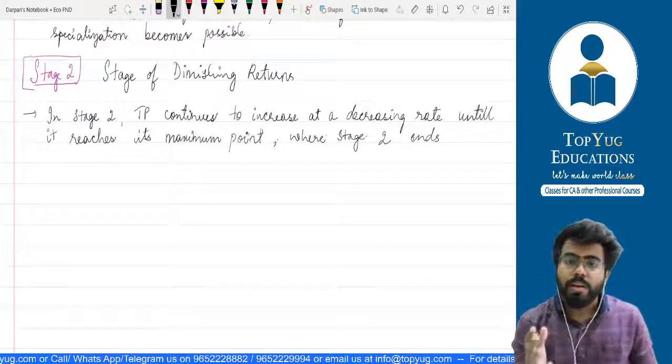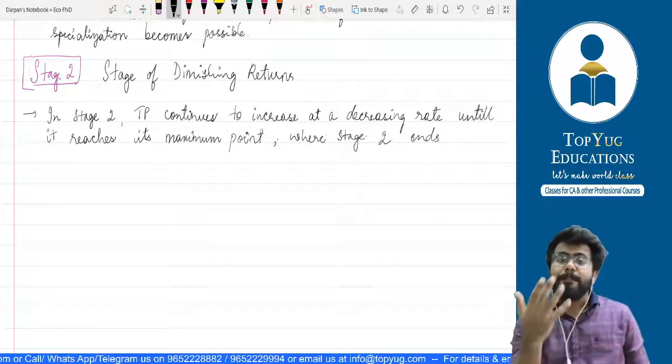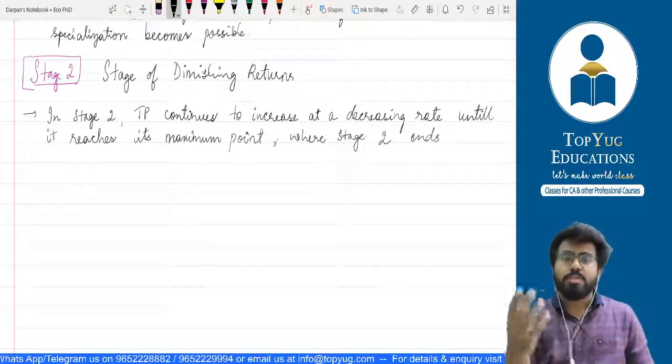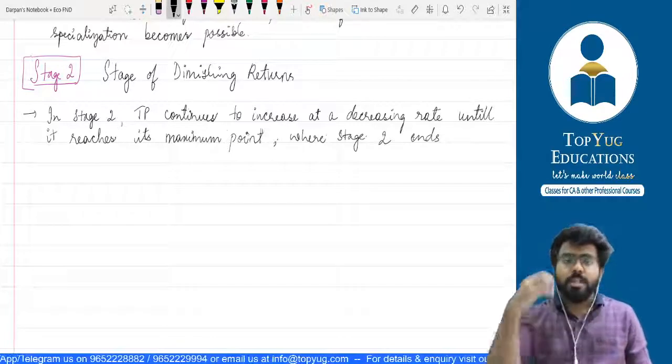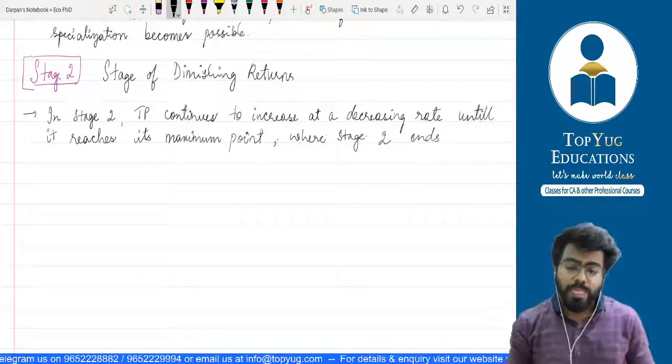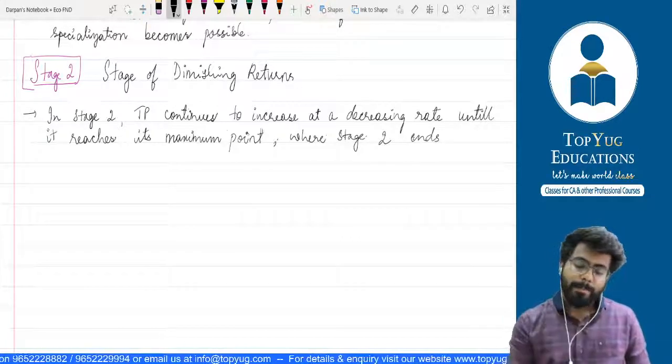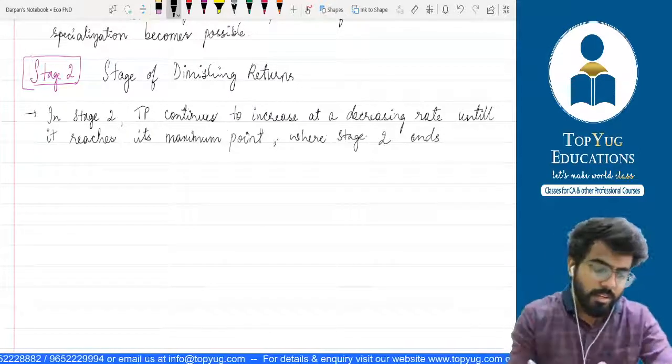Right? When is stage 2 ending? Stage 2 is ending when MP is 0. See the graph? When MP is 0, stage 2 is ending. MP is 0 means TP is maximum. So when TP is maximum, that is the point where stage 2 is ending. Next point.